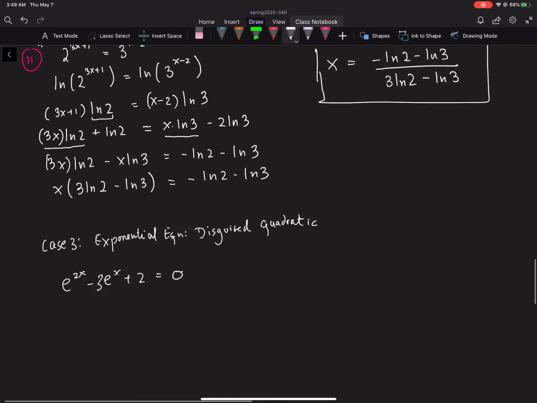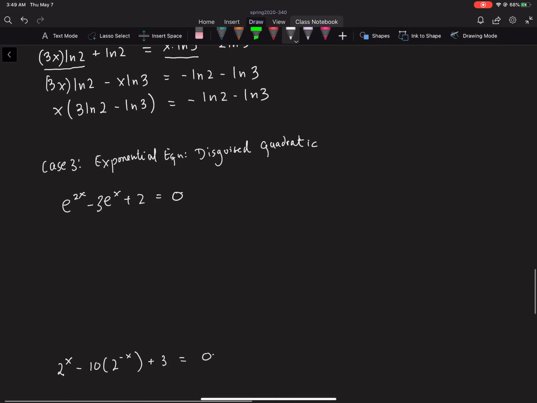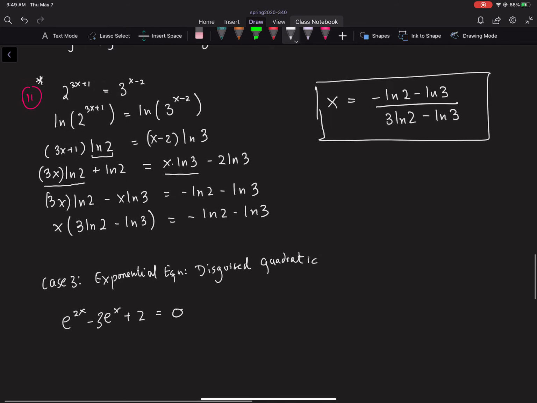Okay, let's look at the third case. The third case is we always want to try and go back to quadratics, but in this case, I'm disguising it using exponential functions. All right, so I'm looking at the first example over here. This is example 12.